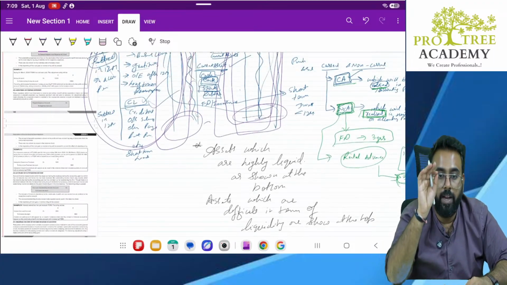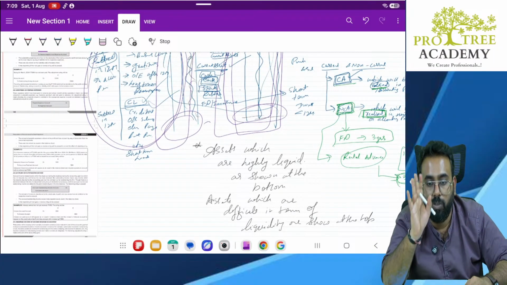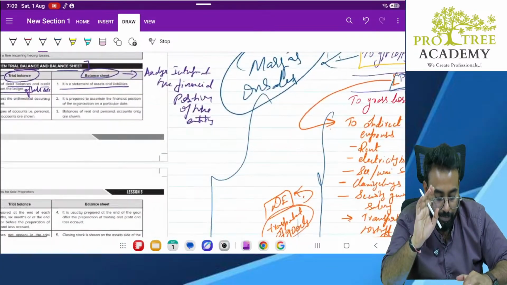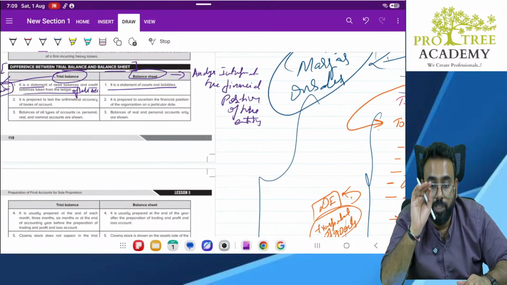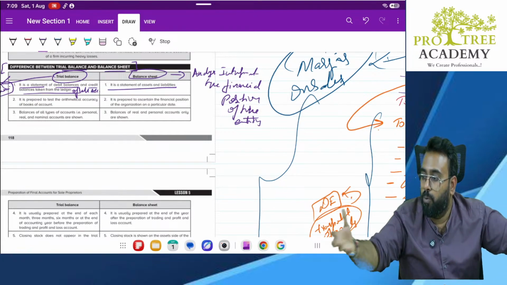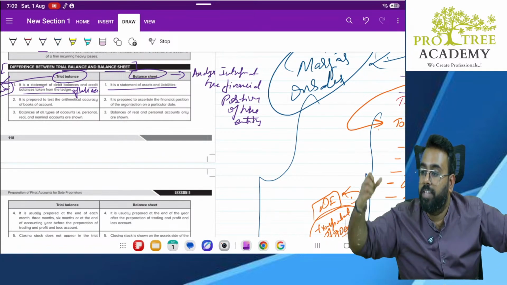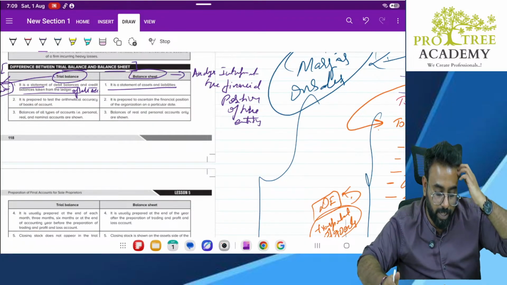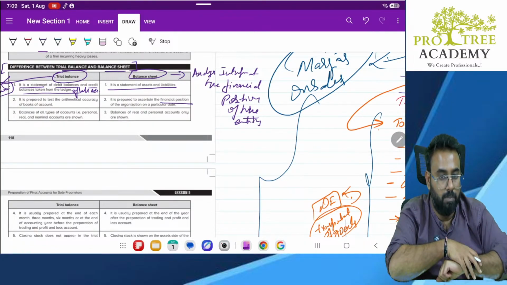It will help you to understand your organization's reality, the position where you are standing, whether you are having more debt than the money you have, or whether you are having more money and less debt. That can be understood. That is why it is called financial position.